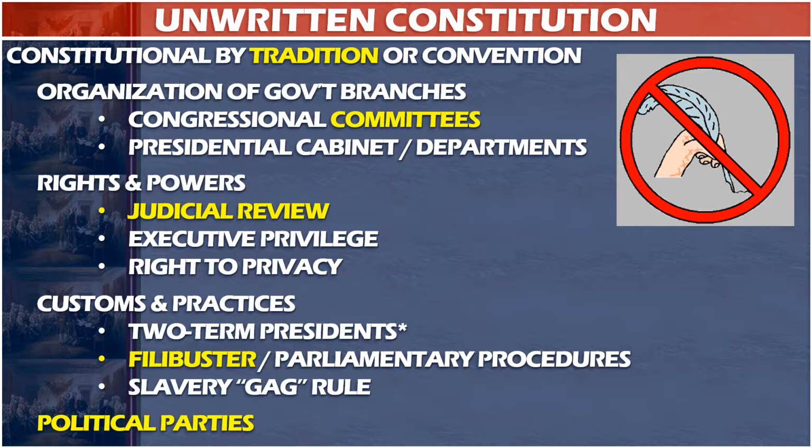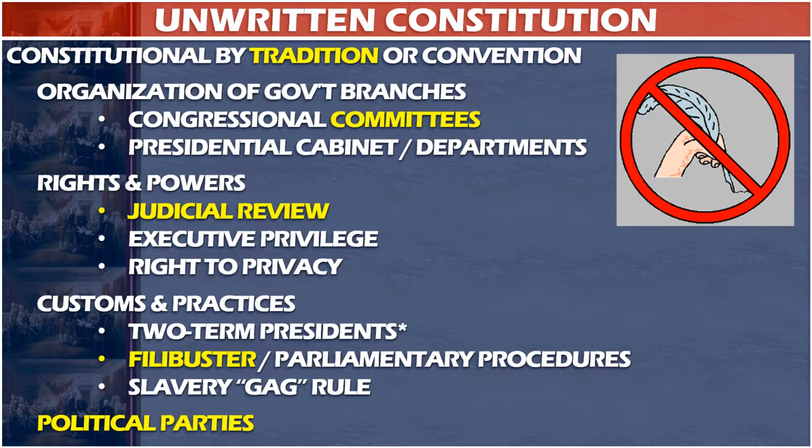The next sundry topic is the unwritten constitution. These are things that are constitutional by tradition or convention, which means it's not written in the Constitution, but people assume that it is, or at least treat it as it is. And so it has kind of the force of the Constitution, and it's implicitly accepted as part of the Constitution, but it does have the danger that someone could challenge it because it's not actually there. So there are 4 different things that are part of the unwritten Constitution.